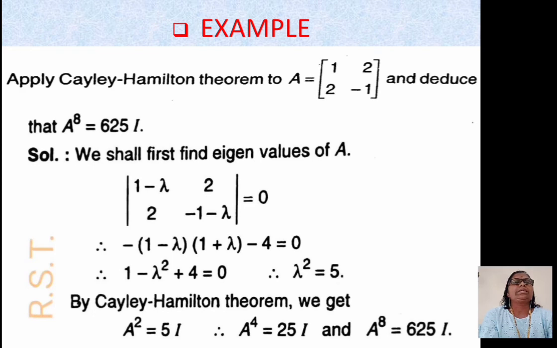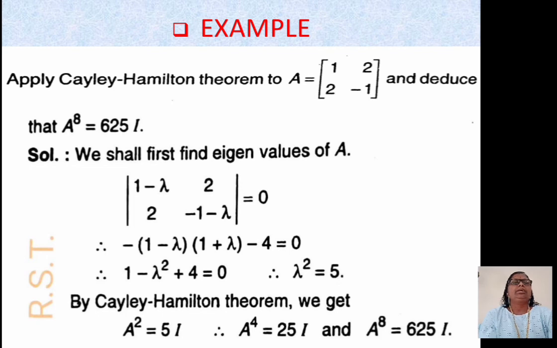Cayley-Hamilton theorem says that every square matrix satisfies its characteristic equation. That means after replacing lambda by capital A, we get A square equal to 5. That is A square equal to 5 into I, where I is the identity matrix. A square equal to 5I. That means every square matrix satisfies its characteristic equation.